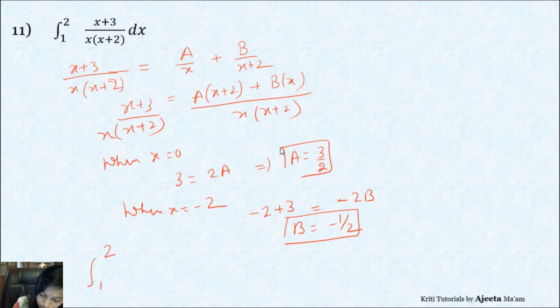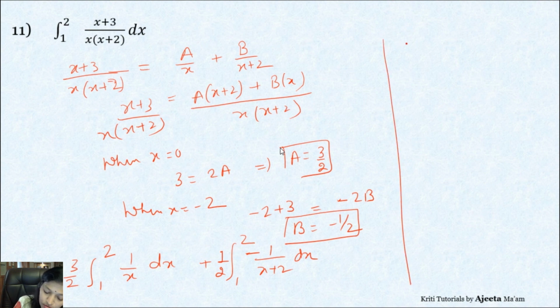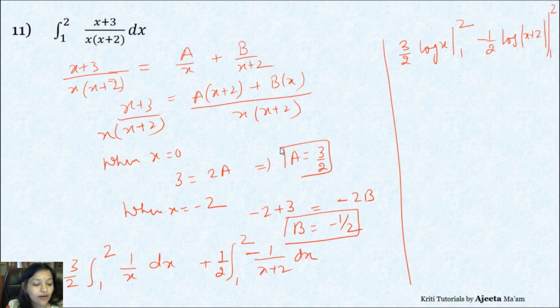So a upon x, we get 3 by 2 upon x. The other one is 1 to 2 again. Minus 1 by 2. Now one line answer. So 3 by 2 log x. And the limits are from 1 to 2. And the other is minus 1 by 2 log of x plus 2, and the limits are from 1 to 2 again.